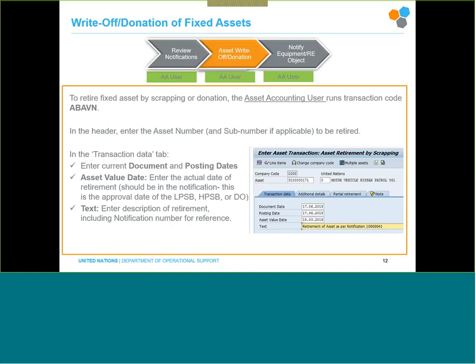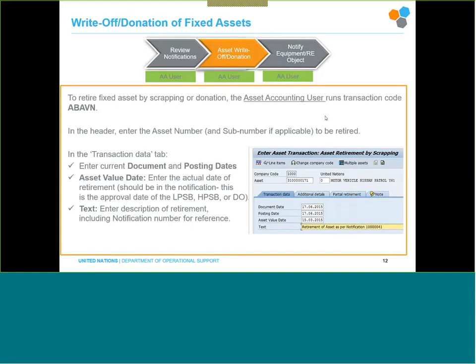So this is the date that should be the asset value date, and a text that you can type. Usually you should refer to the notification, in this case that you are having for this specific issue, some text that will help you to identify that this retirement was done for this reason, okay? Next slide, next part of this screen.